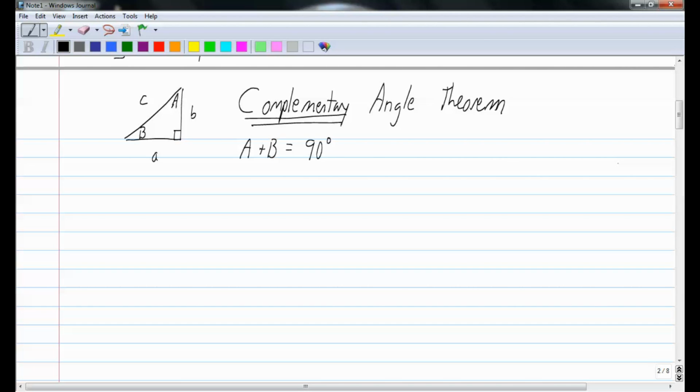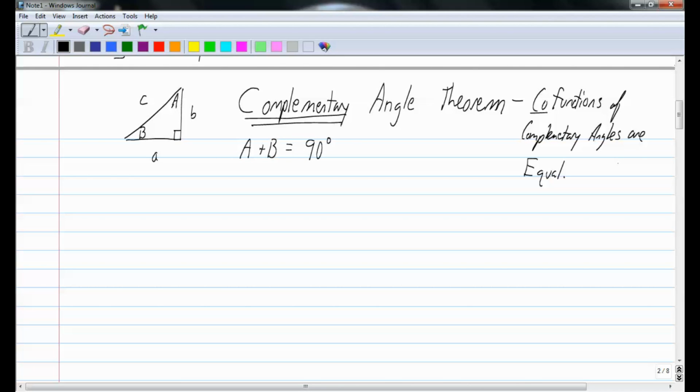Now the complementary angle theorem says that cofunctions of complementary angles are equal. Well, to understand that, we need to understand two things. We need to understand what cofunctions are, and we need to understand what complementary angles are. Well, complementary angles, that's pretty easy to understand.